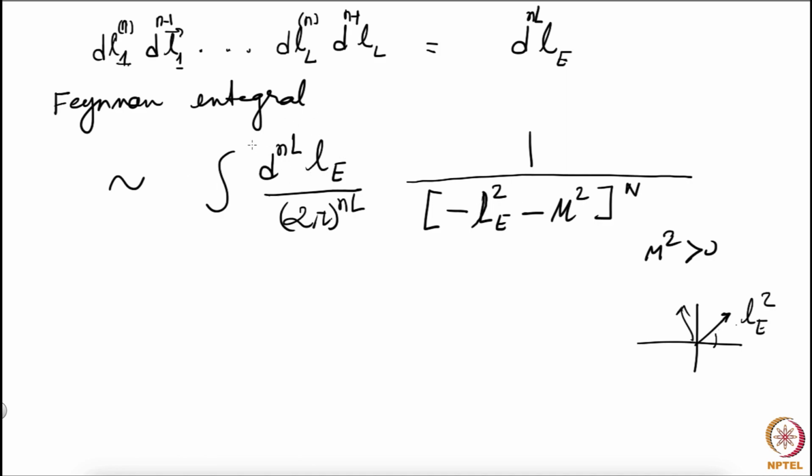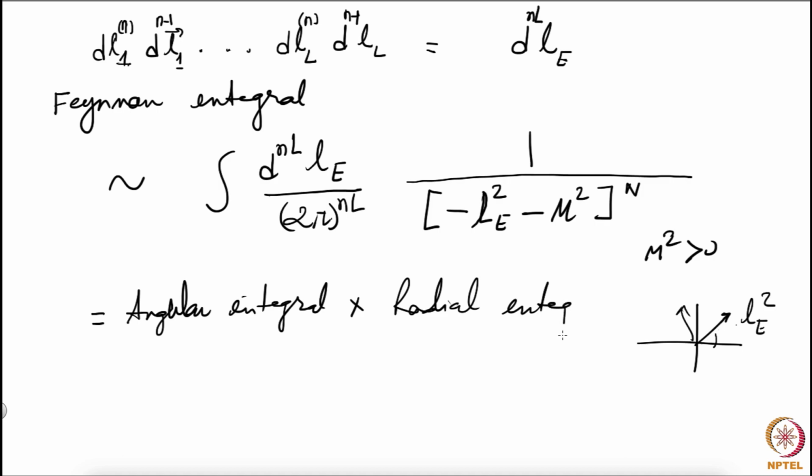We'll see the angular integral later, but at least it filters out and sits outside of the radial integral, and then you can do the radial integral. So this is the same as the angular part times the radial integral.